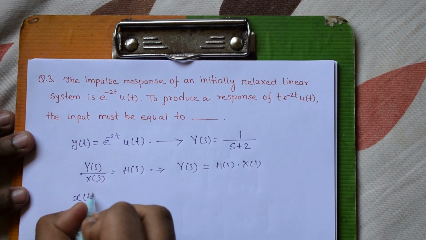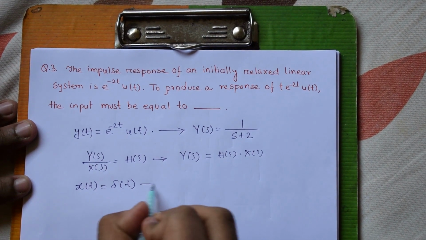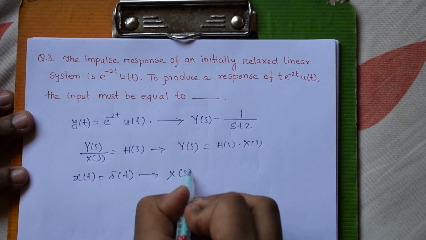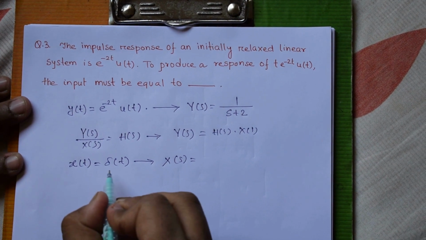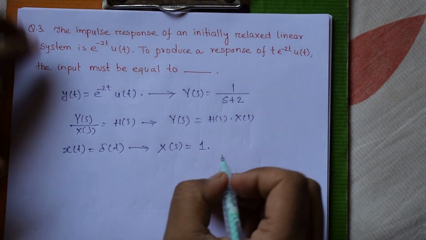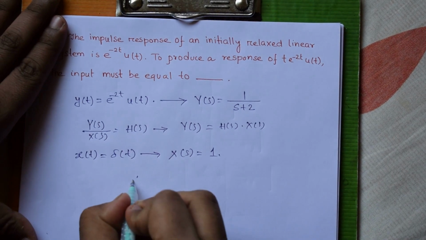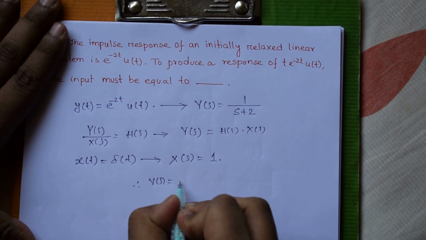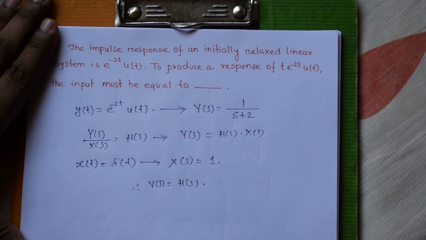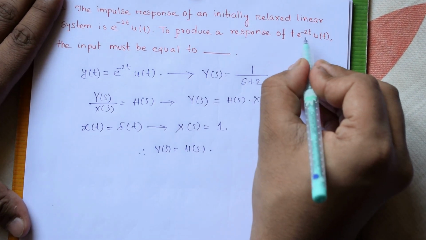Our x of t is given as impulse, so x of t is delta of t. The Laplace transform of x of t is X of s. The Laplace transform of delta t is 1. Laplace transform of impulse is 1. So if we put the value of X of s here, we will get Y of s equals H of s. Now to produce the response of t into e power minus 2t u(t).